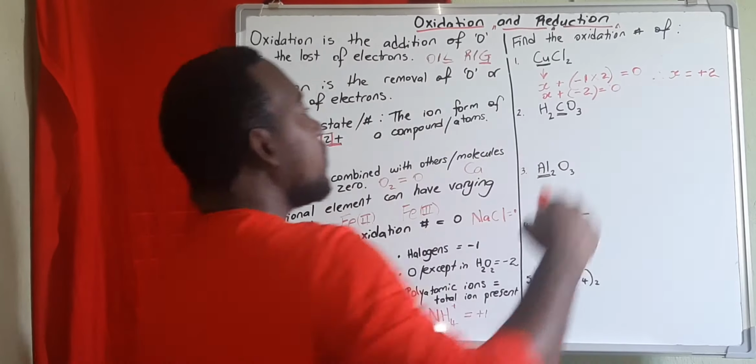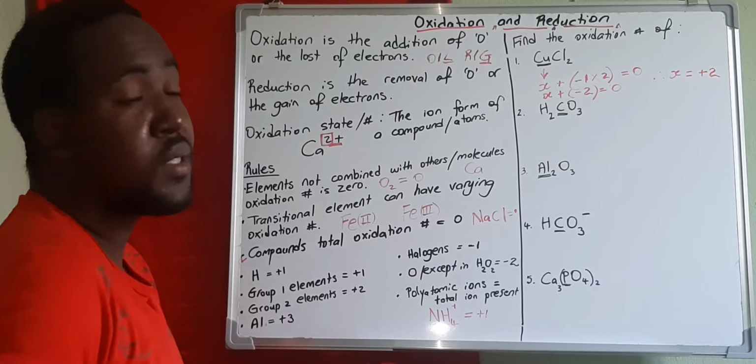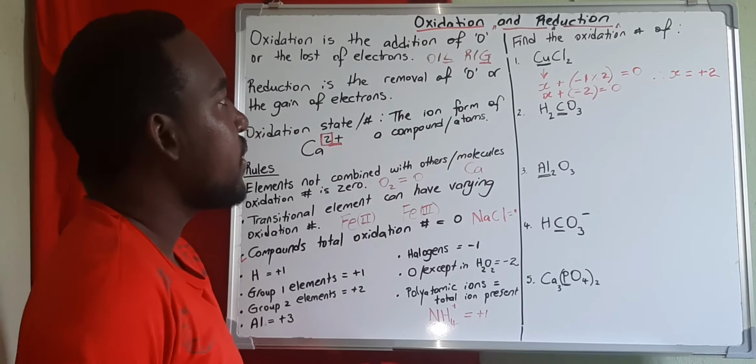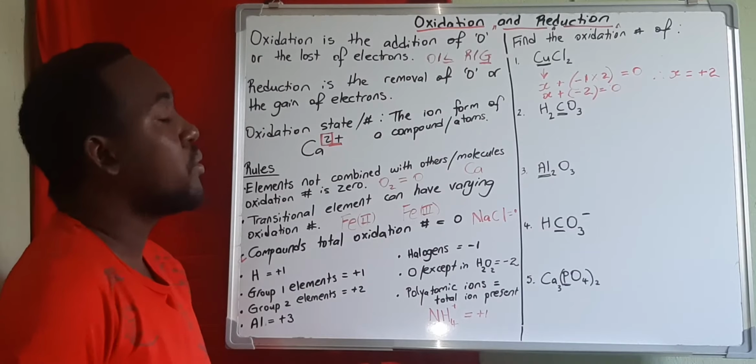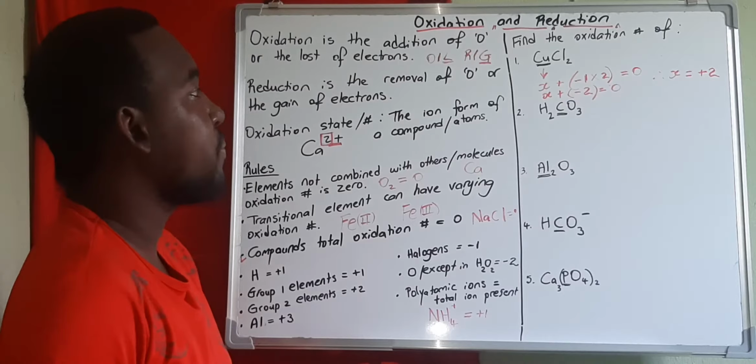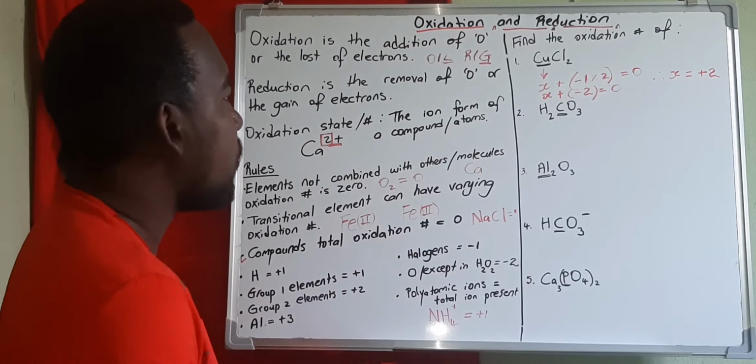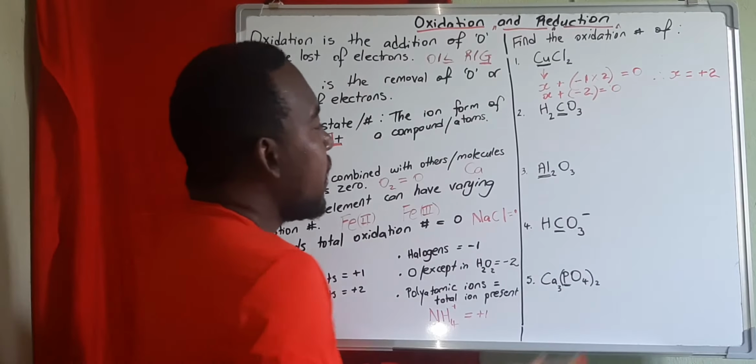So we put the positive sign to show that it loses 2 electrons, right? So copper in this case will lose 2 electrons to chlorine to make copper chloride. All right, let's look at the second one here, and we're going to find it for carbon.